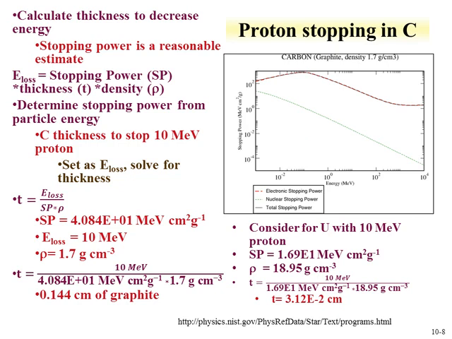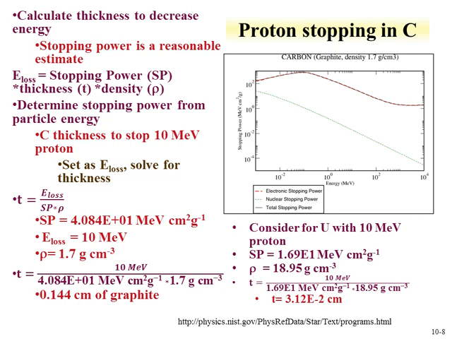From there, I get that the stopping power for 10 MeV protons in carbon is 4 times 10 to the first MeV centimeters squared per gram. My energy loss is 10. My density is 1.7. I plug that into the equation, and I get about 0.144 centimeters of graphite is necessary to stop this 10 MeV proton.